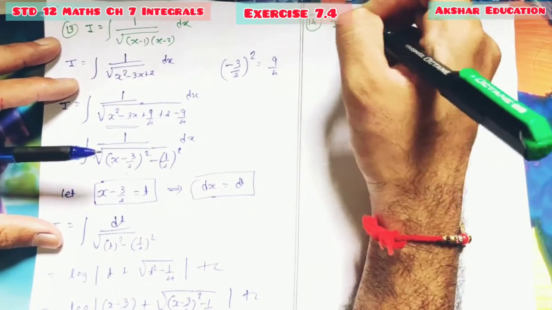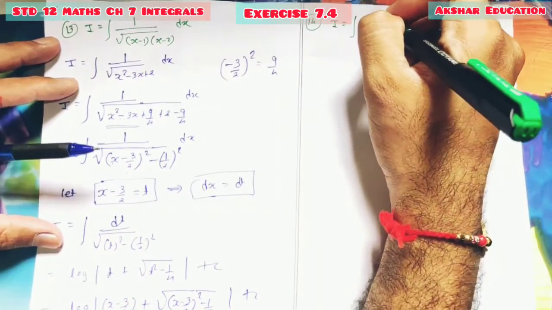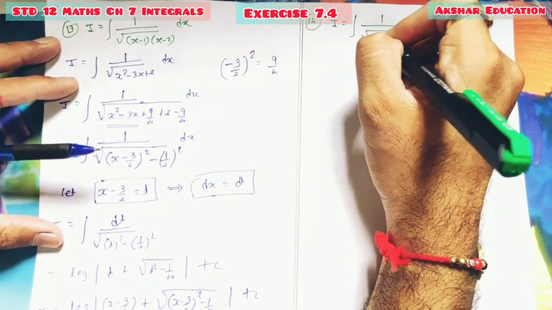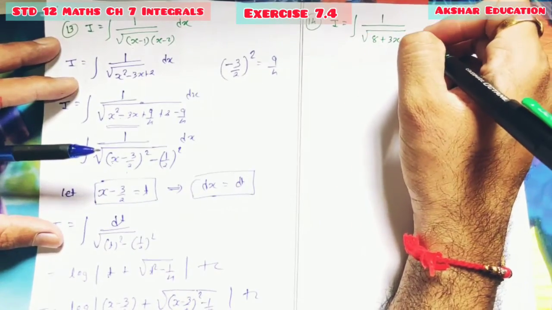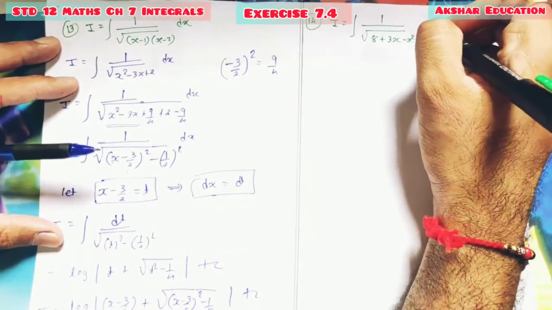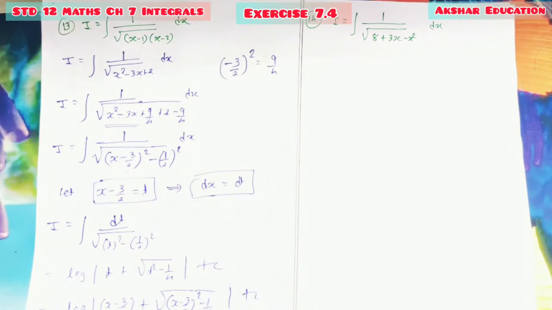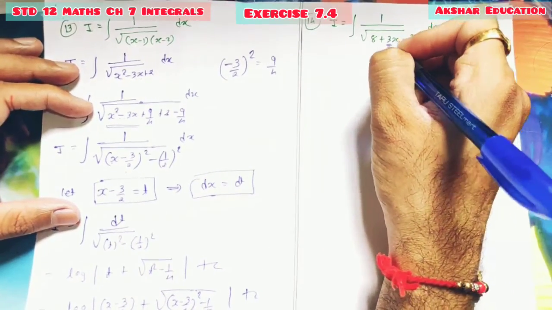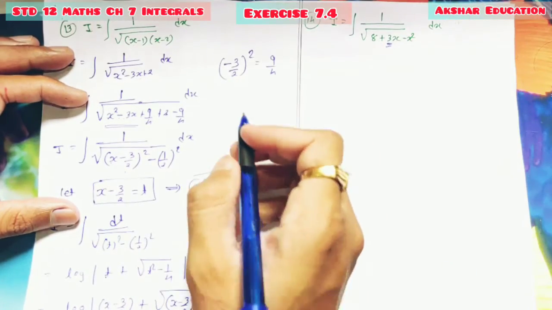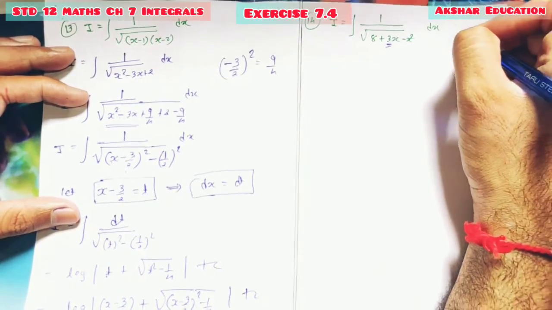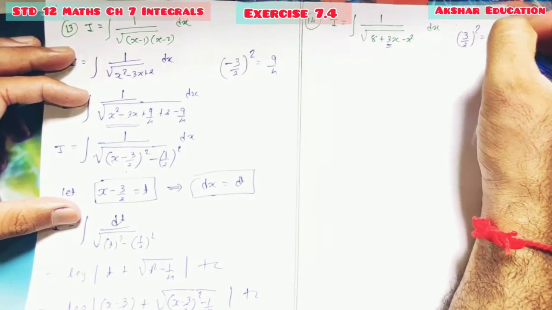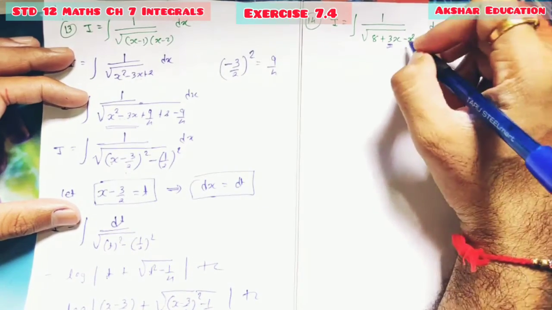Here we are given integration I equal to integration of 1 upon square root of 8 plus 3x minus x square dx. We go with the same method, the completing square method. So what you have to do, you have to consider the coefficient of x. Here it was -3, here it is +3. Coefficient of x is 3, divided by 2 and take its square, so getting 9 by 4. You have to add and subtract this 9 by 4 in this polynomial.